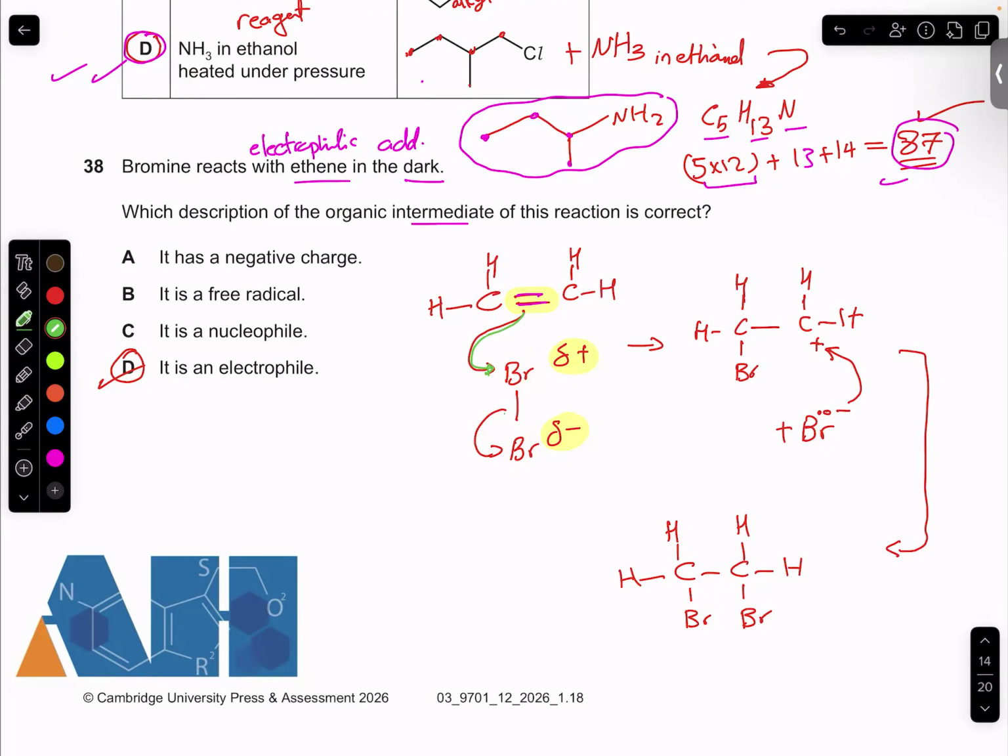this bromine, which is partial positive, and this lone pair will be carried on this Br, so we'll have Br with a lone pair and a negative charge. This Br will carry it on one of the carbons, and the carbon will be the carbocation. Then the Br can attack this carbocation to form dibromoethane. So the description of the organic intermediate of this one is an electrophile.